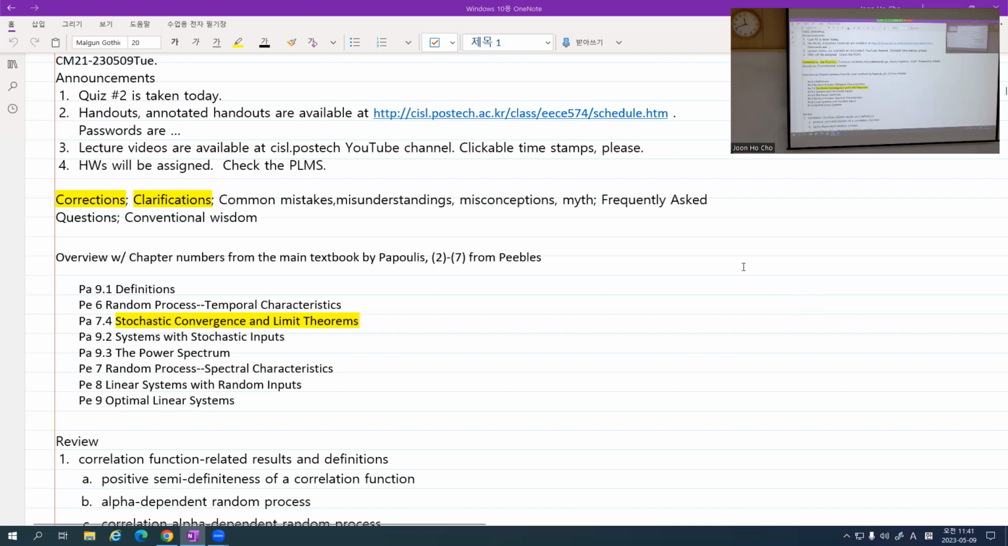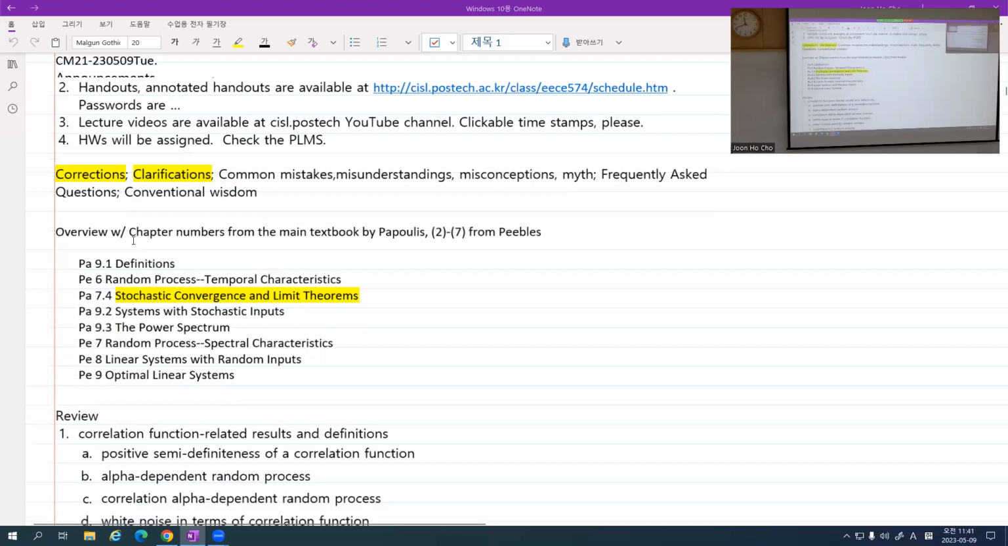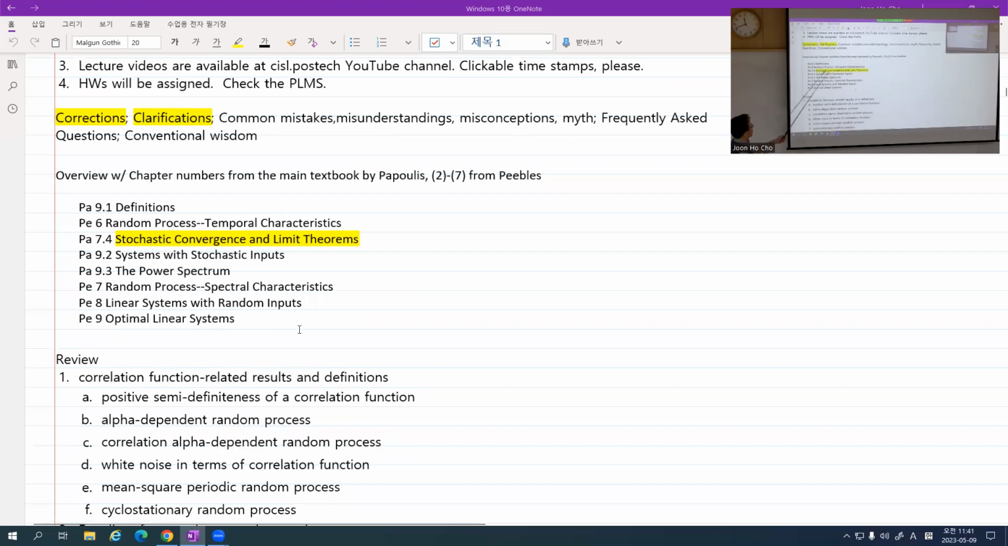It seems there is nothing to clarify and correct this time, but I have revised the overview of what we are going to cover. Still, we are very behind the original plan. So according to the Papoulis and Pillai chapter and section numbers, we are covering section 7.4 of the textbook, entitled Stochastic Convergence and Limit Theorems.